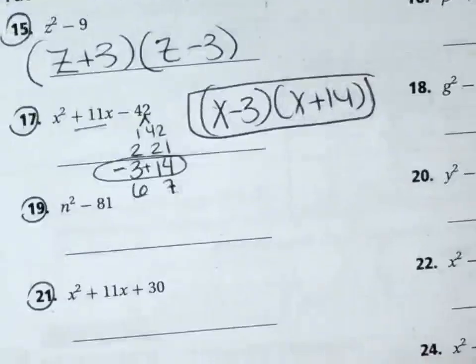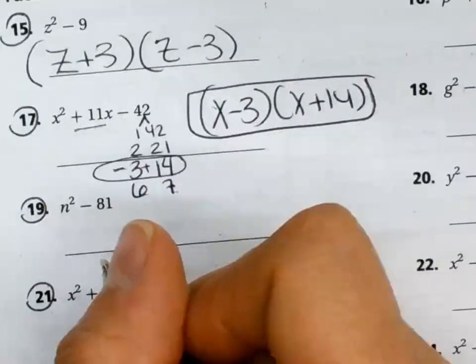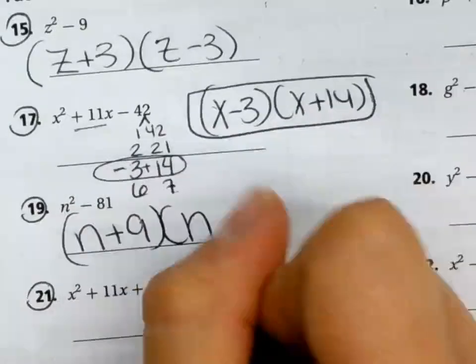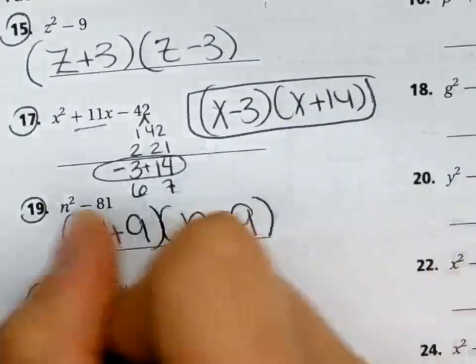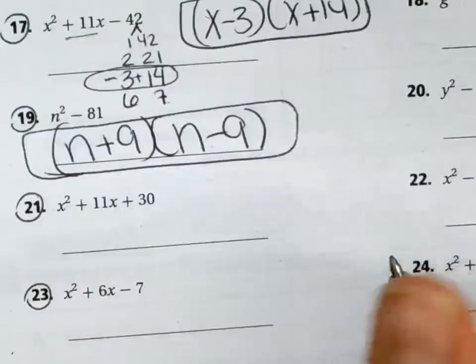How about n squared minus 81? Who can do that really quick? Yes. n plus 9 and n minus 9. Perfect. I think you guys are getting the hang of these, right?